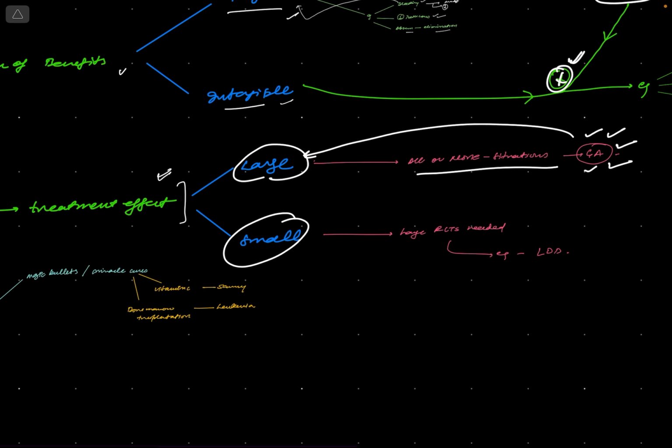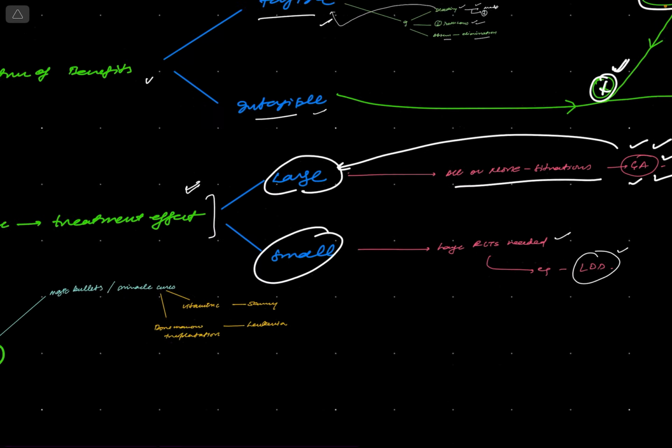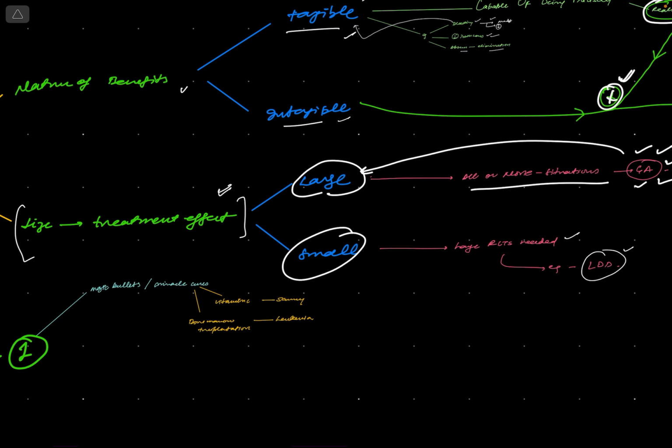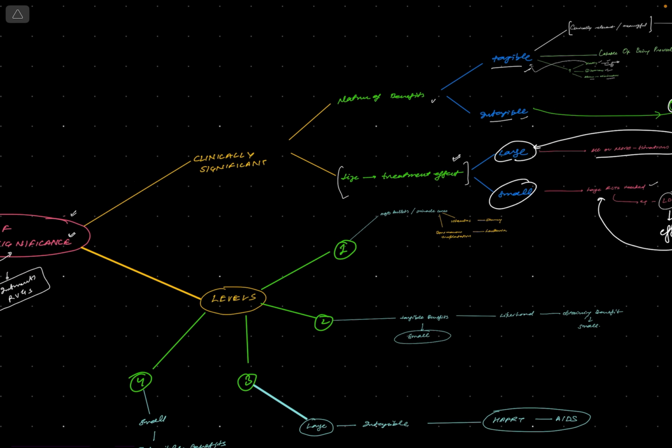Small is, it's very small. You need large RCTs. For example, localized drug delivery. For localized drug delivery, it's not all or none. Sometimes it might work, sometimes it not. Okay, now to find out how effective this is, you need to conduct long-term RCTs. Okay, so this is about the size of the treatment effect. Now, clinically significant, we saw two types: nature of the benefit and then size of the treatment effect. Nature, tangible, intangible. Size could be large or small.